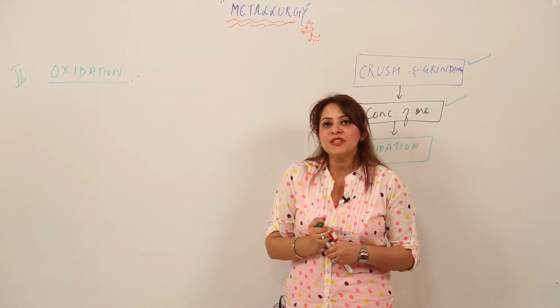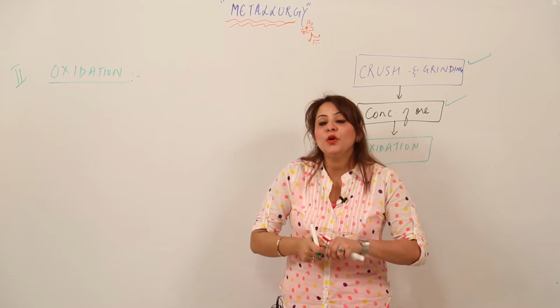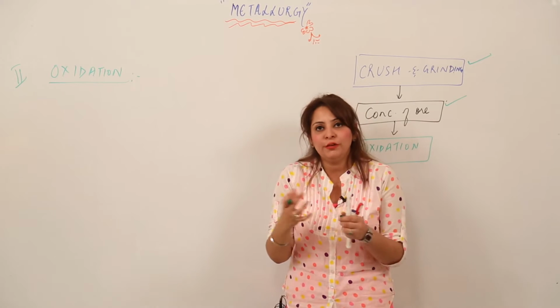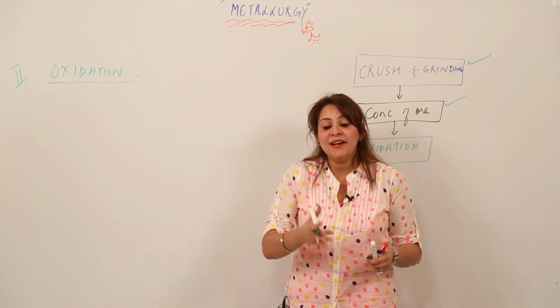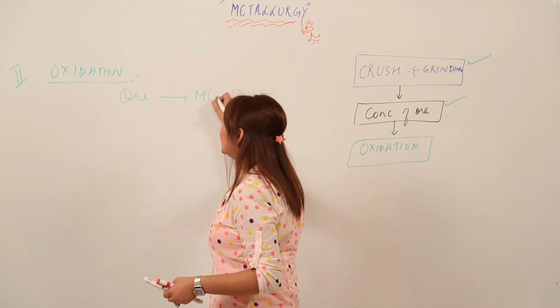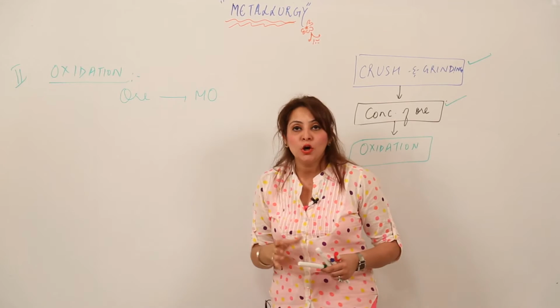What will this step do for us for the ore? So, what we have done, we have just concentrated our ore, and now our ore is free of impurities. We are at a stage where we will convert our ore into the metal oxide. So, that is, we will do an oxidation, right.